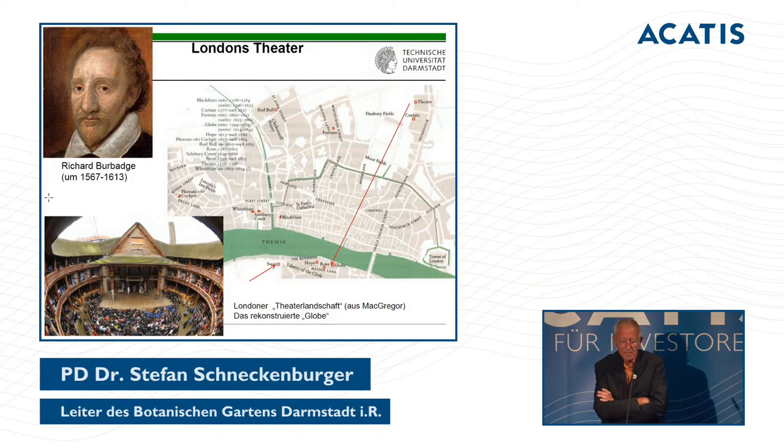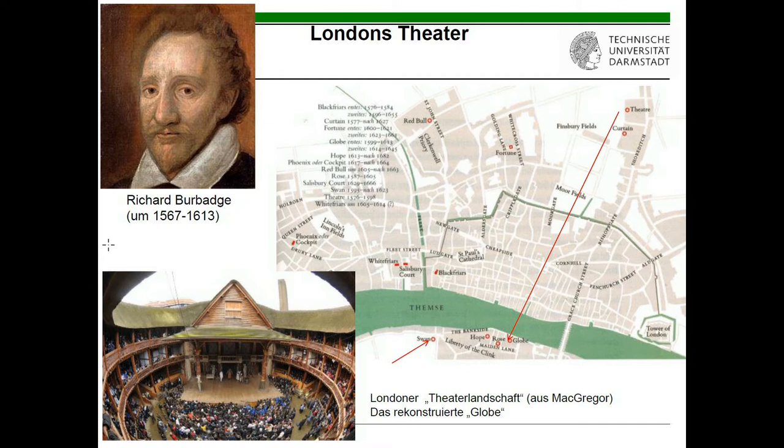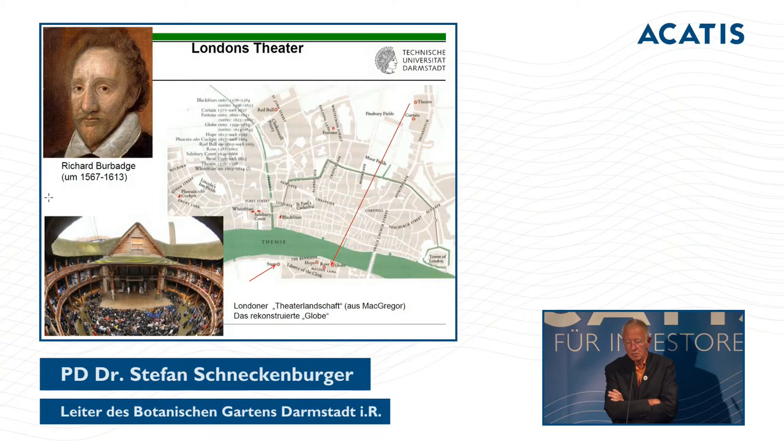As to the London Theatre, you all know the rebuilt Globe on the south bank of the Thames. The first theatre where his plays were shown, where he himself was also on stage, was actually on the northern bank of the Thames. But also, you see, the spelling was different, and this was extramural.